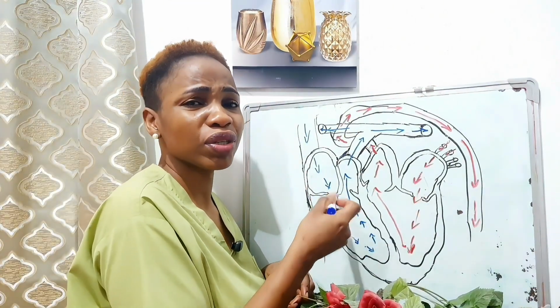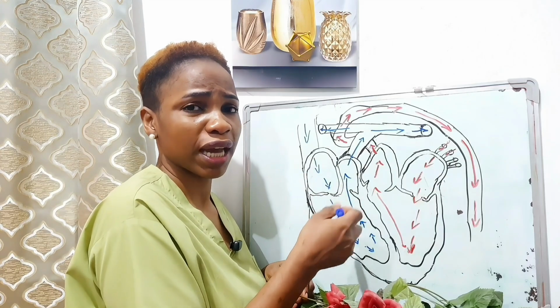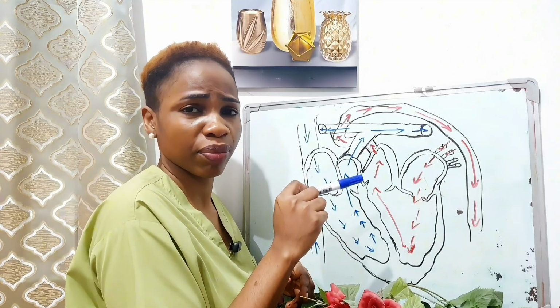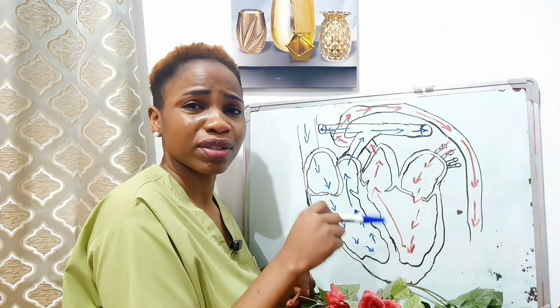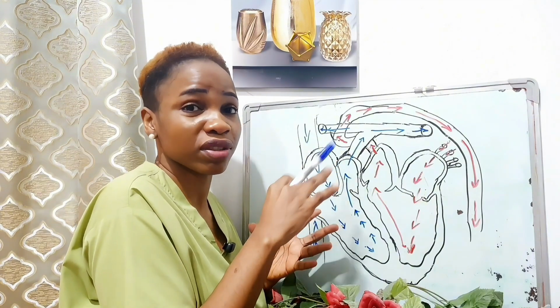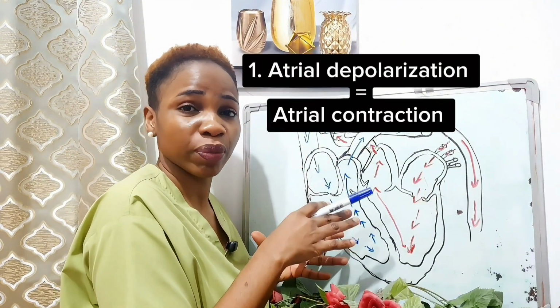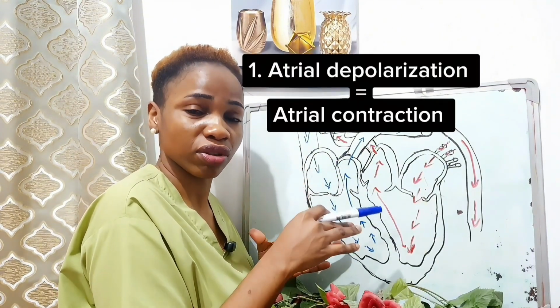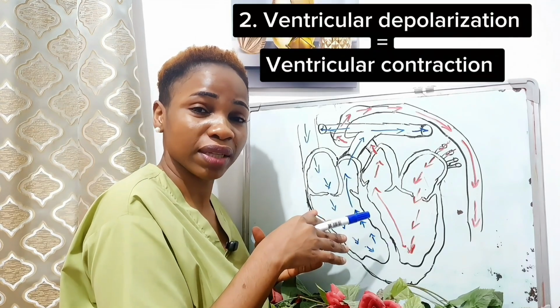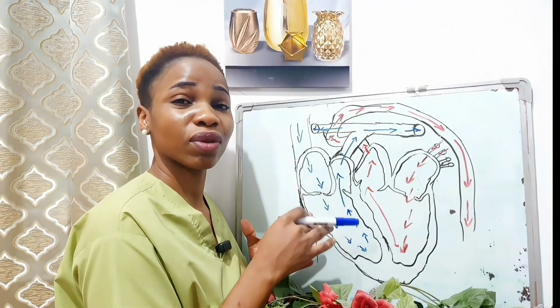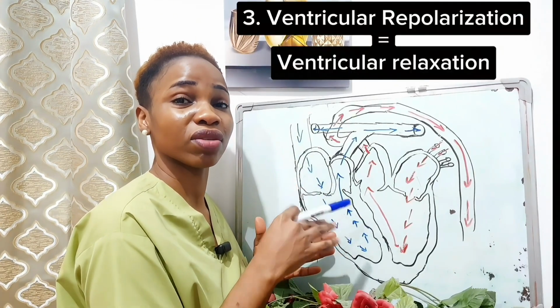Now, why do you need to know about blood flow through the heart in order to understand ECG interpretation? You need to know that because ECG interpretation comprises just three things. One is atrial depolarization, which is atrial contraction. Two is ventricular depolarization, which is ventricular contraction. And the third one is ventricular repolarization, which is ventricular relaxation.